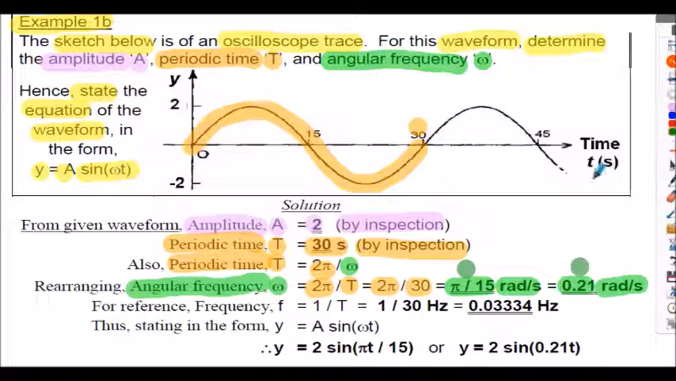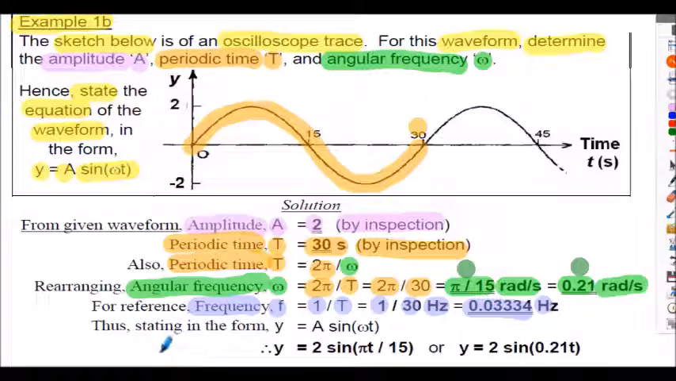The question doesn't actually ask us to find the frequency, symbol lowercase f, but we could find the frequency because we have the periodic time, and frequency is the reciprocal of periodic time. So 1 divided by the periodic time, 1 divided by 30 in this case, will give us the frequency of 1 upon 30 hertz. In decimals, that would be 0.0333 recurring. Don't forget that's a recurring number there. And units is hertz again.